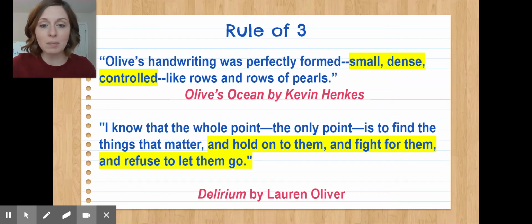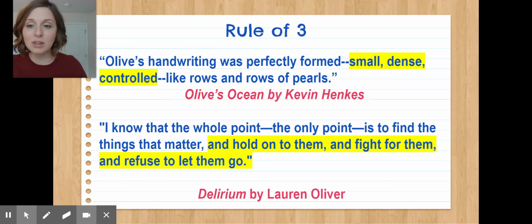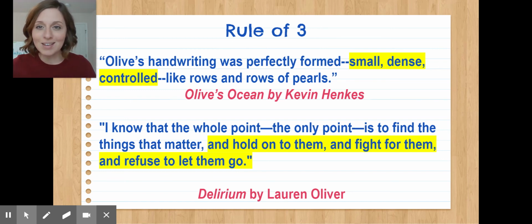Let's look at the next sentence from the book Delirium. I know that the whole point, the only point, is to find things that matter and hold on to them and fight for them and refuse to let them go. So there's a little bit of repetition in there. Hold on to them, fight for them, refuse to let them go. But also that rule of three, it really emphasizes those three points are the most important in the sentence, right? Find the things that matter, hold on to them, fight for them, refuse to let them go. So those three things are really memorable for you as a reader.